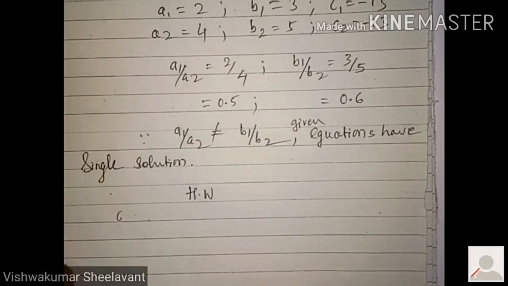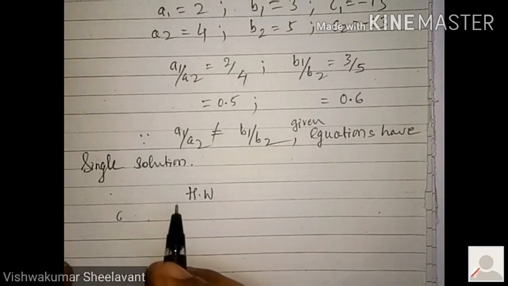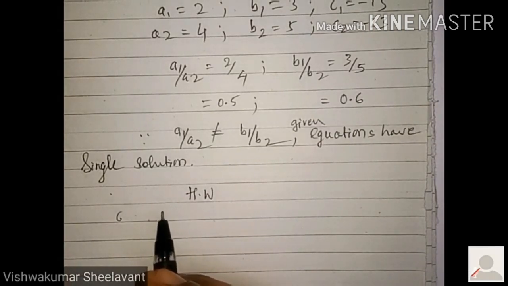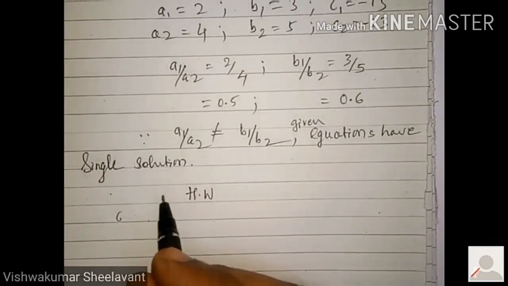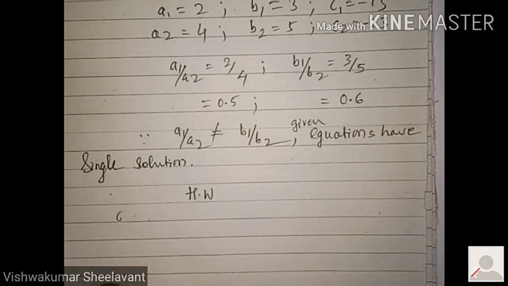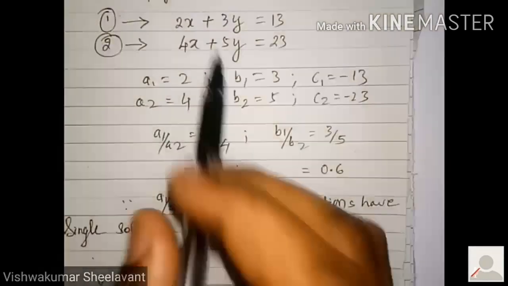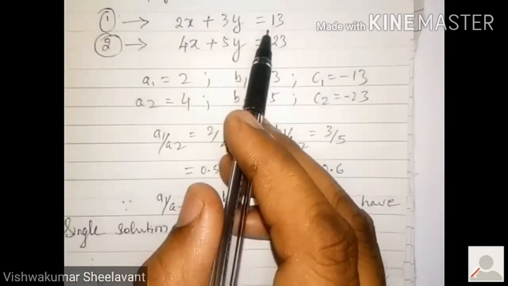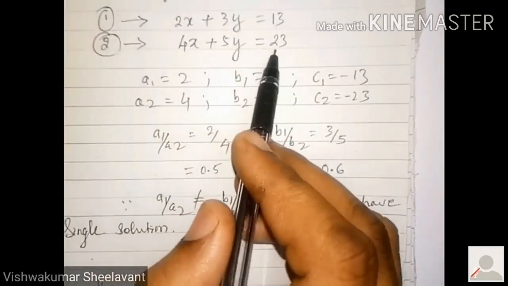So today first we'll solve this homework problem. First main question number 4. Equations are modified by multiplication as 2x plus 3y equal to 13 and 4x plus 5y equal to 23.